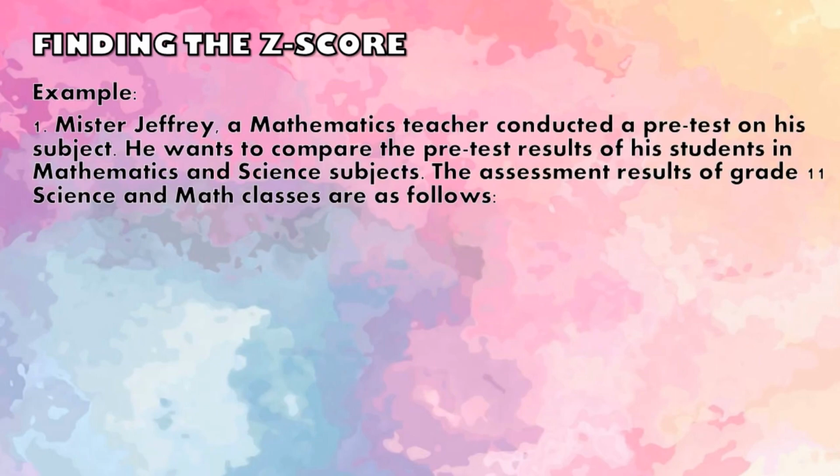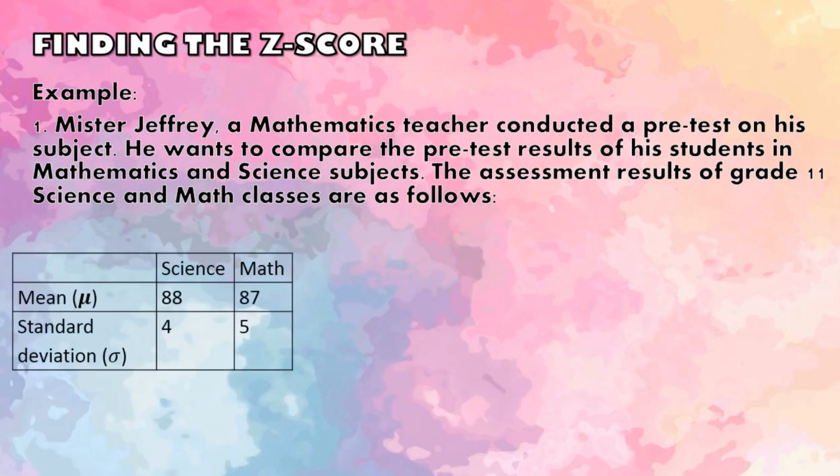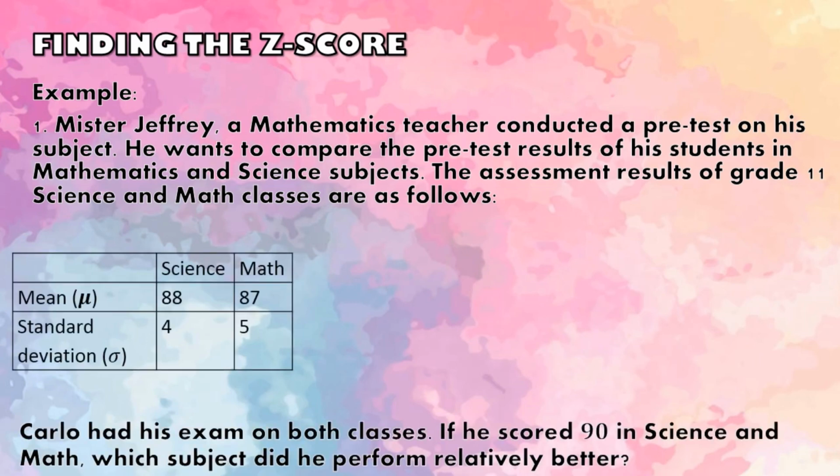Mr. Jeffrey, a mathematics teacher, conducted a pretest on his subject. He wants to compare the pretest results of his students in mathematics and science subjects. The assessment results of grade 11 science and mathematics classes are as follows. Carlo had his exam in both classes. If he scored 90 in science and mathematics, which subject did he perform relatively better?